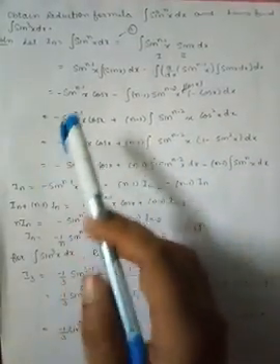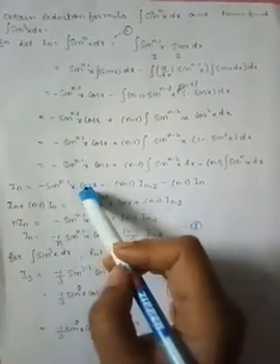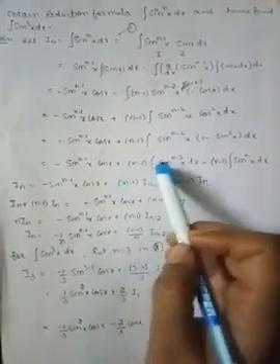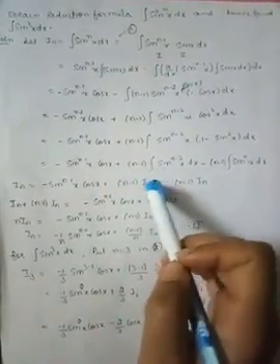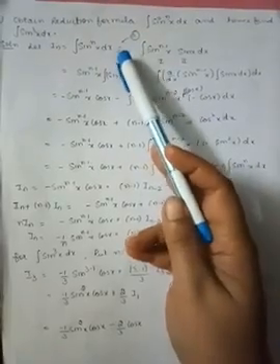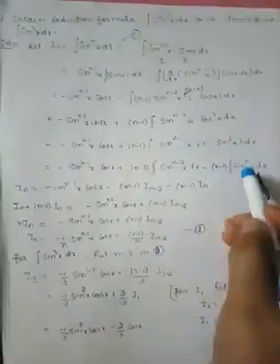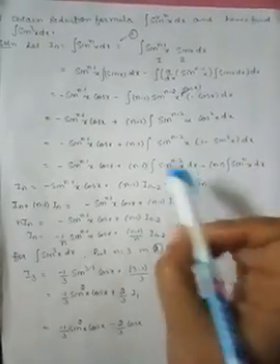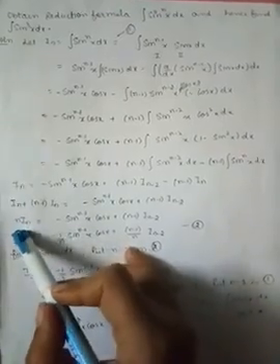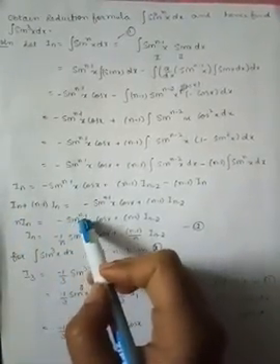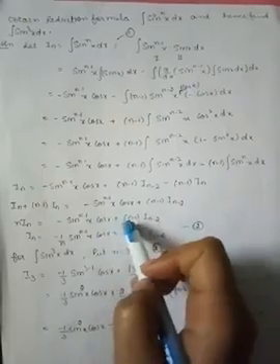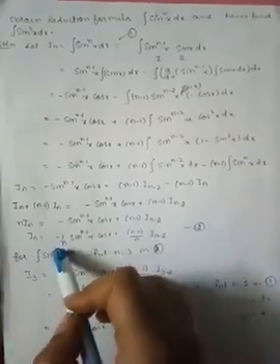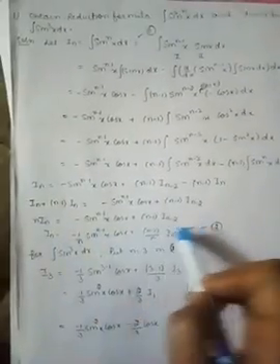Now the left hand side is I_n, and the right hand side will be minus sin^(n-1) x cos x plus (n-1) into I_(n-2). It is nothing but replacing n by n-2 in equation number 1, and this last integral will be I_n again. Now take this term to the left hand side, and we will get n I_n is equal to minus sin^(n-1) x cos x plus (n-1) I_(n-2). Now divide both sides by n, therefore the value of I_n will be this, that is equation number 2.